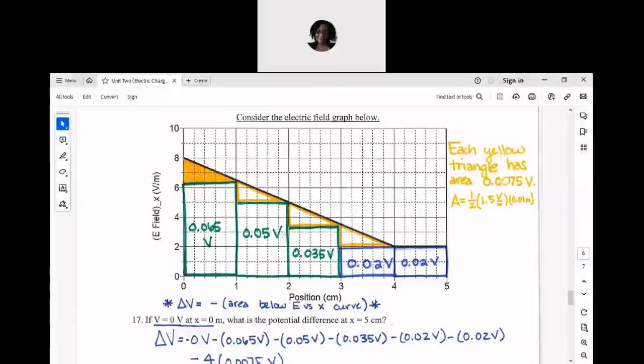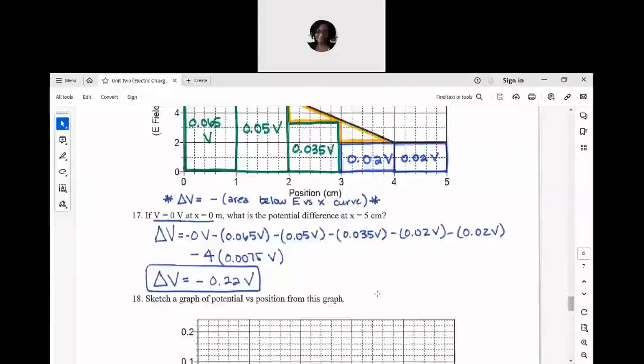My next rectangle is 5 volts per meter tall. The next one is 3.5 volts per meter tall. And then these last two blue ones are both 2 volts per meter tall. So when you sum those together, the total potential difference measured from x equal to 0, which is the given point where the potential is 0, all the way up to x equal to 5 centimeters, this will give you negative 0.227 volts. Negative because delta V is the negative of the area below this curve, and the area below the curve that we calculate is a positive value.